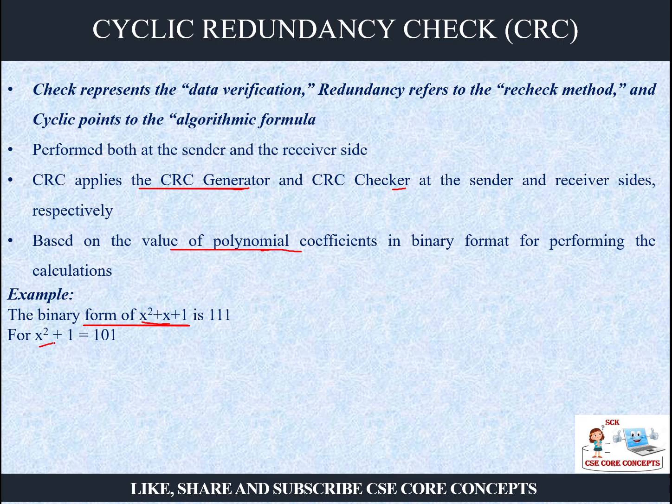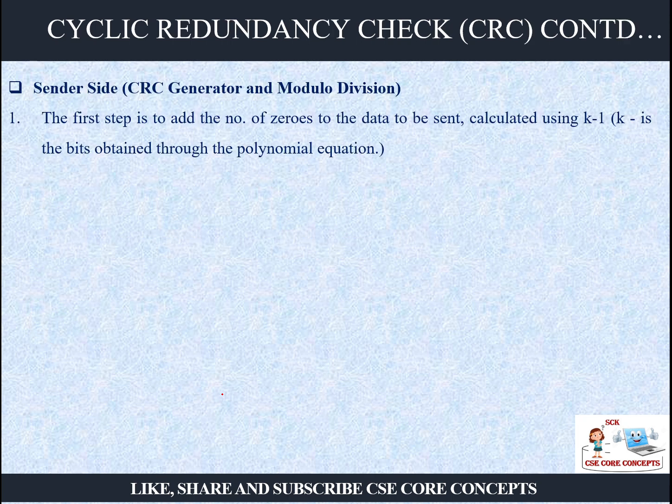But if it is x square plus 1, it is 101 because this is the first one. Now there is no term of x, single x, okay, x to the power 1. So that means it is 0, and this is x square, it is multiplied by 1. So let us see on the sender side how the CRC generator works.